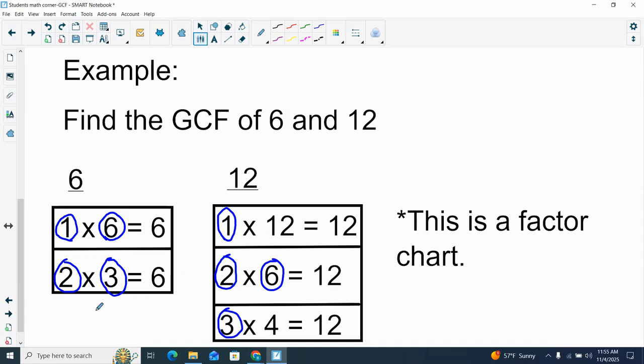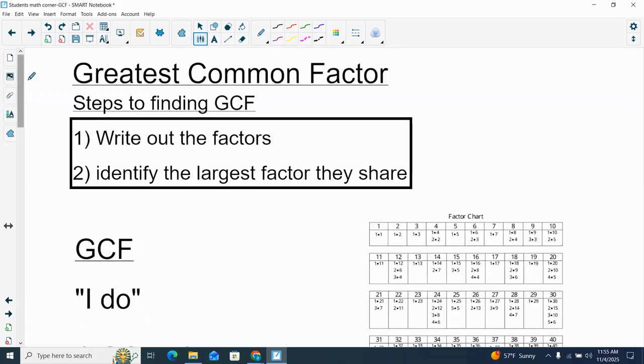So the numbers that they have are 1, 2, 3, and 6. And of those numbers, which one is the biggest? It's 6. So the greatest common factor between 6 and 12 would be 6. And that's how you find the greatest common factor. Now let's practice it. Remember, these are your steps.